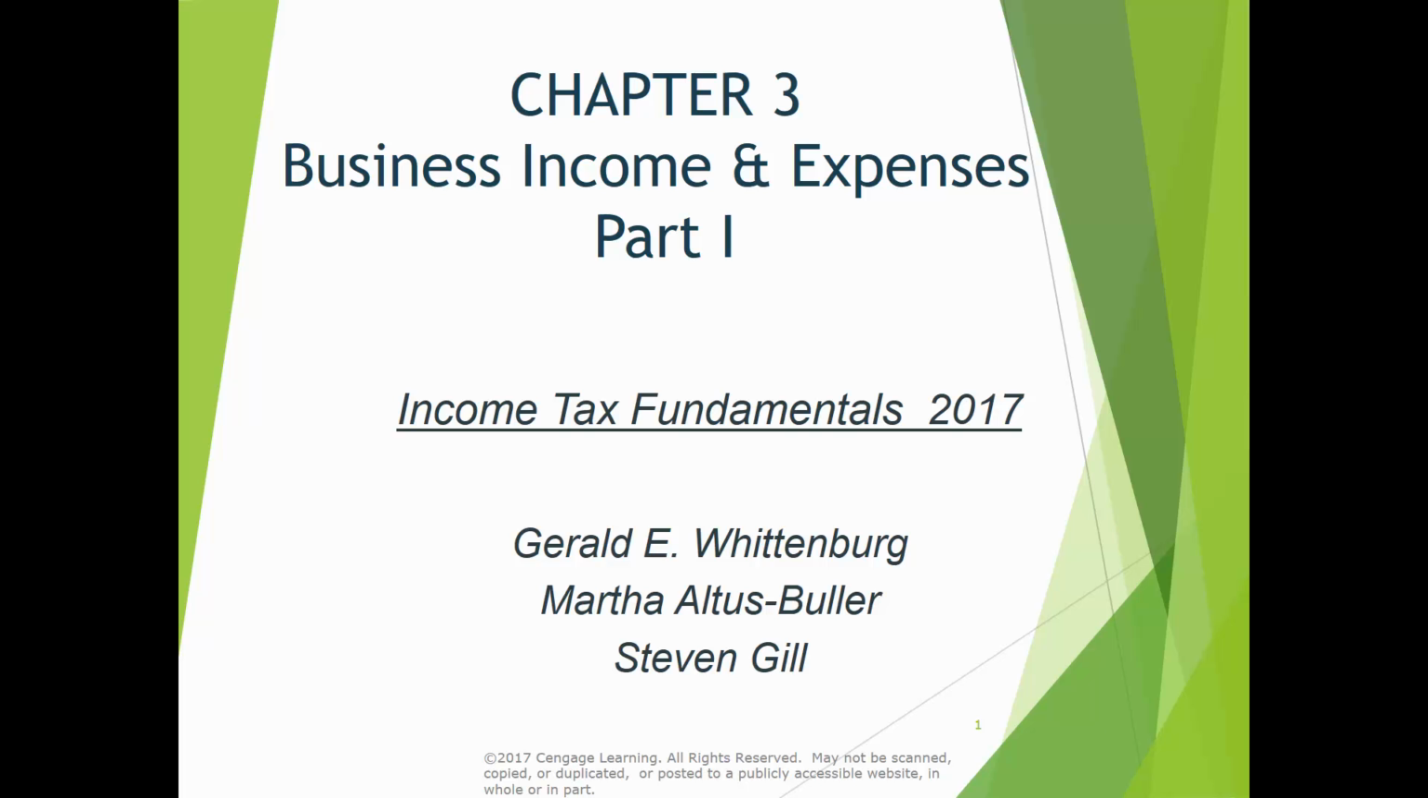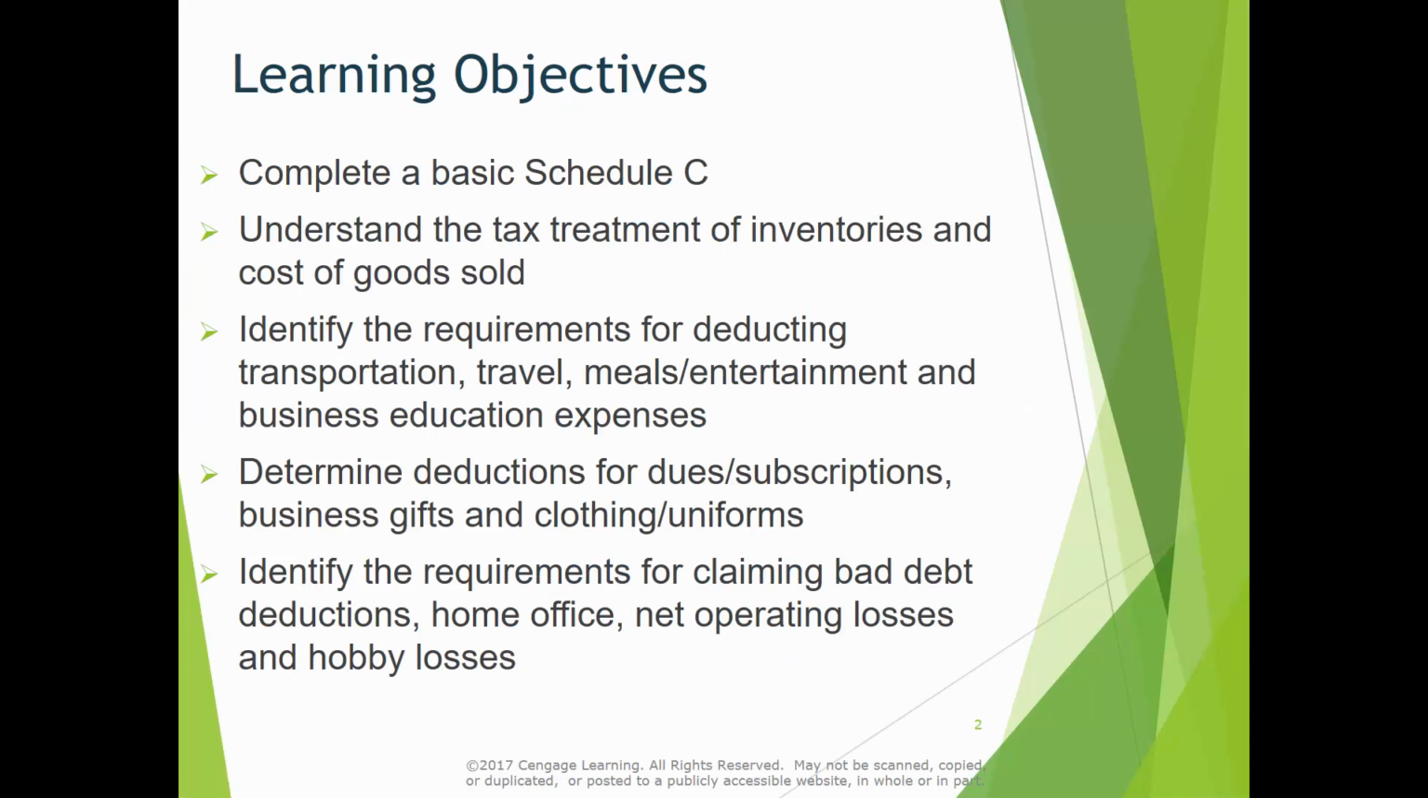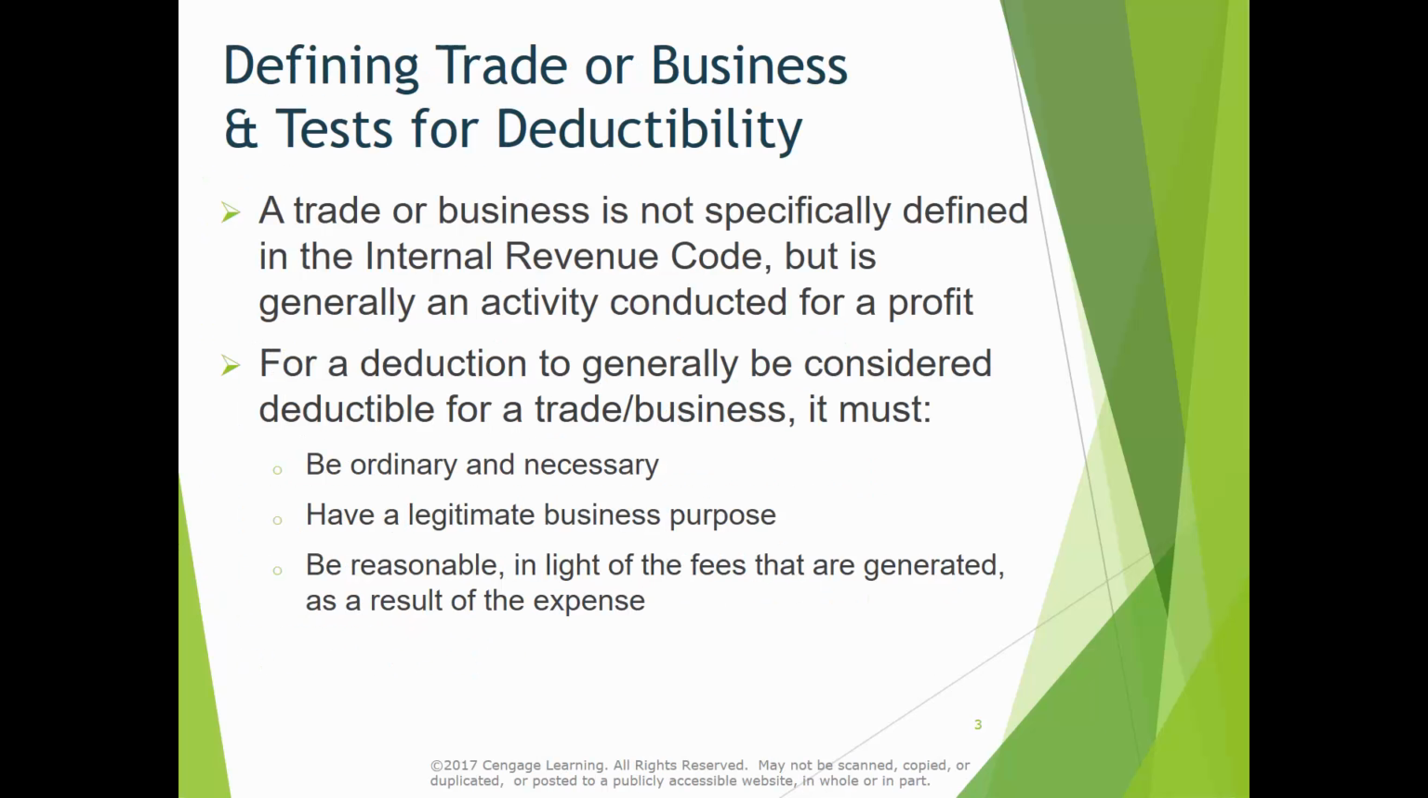So income and expenses, we're going to be working off of the front page of the 1040. This unit chapter is going to start us on Schedule C. We're going to look at transportation, travel, M&E, meals and entertainment, which I'm going to call M and E, business education. You can read all these things. This is basically what we're going through. It's essentially what you'll find on your Schedule C.